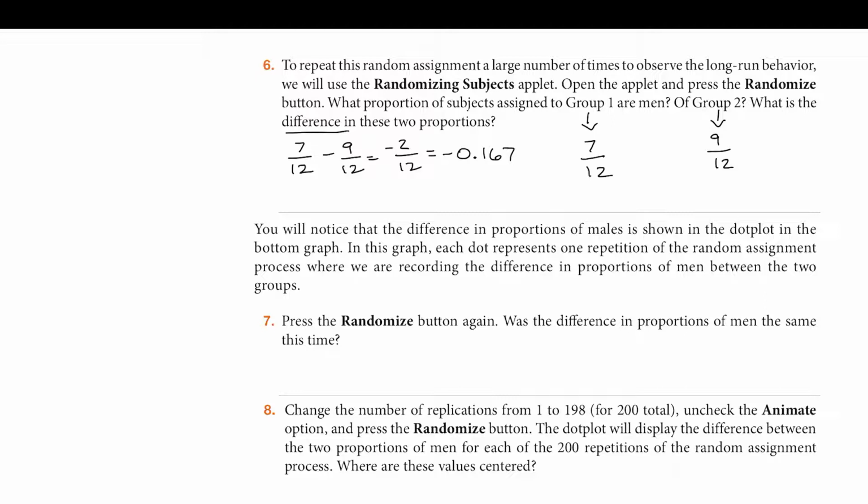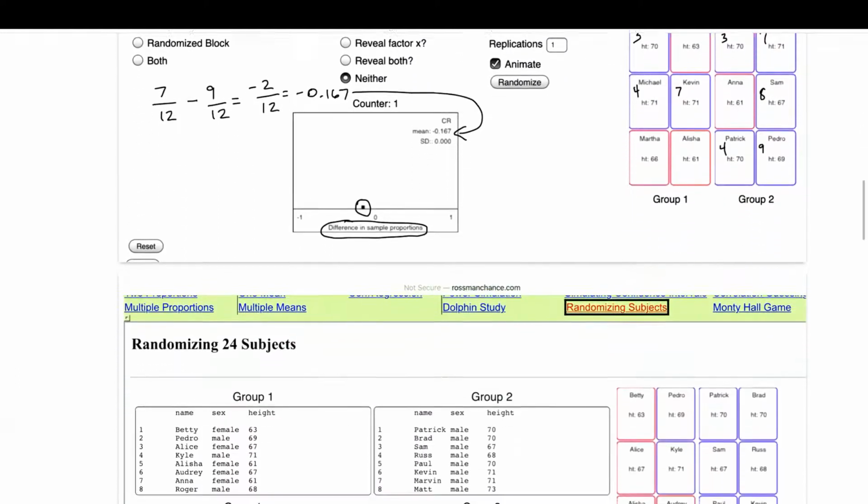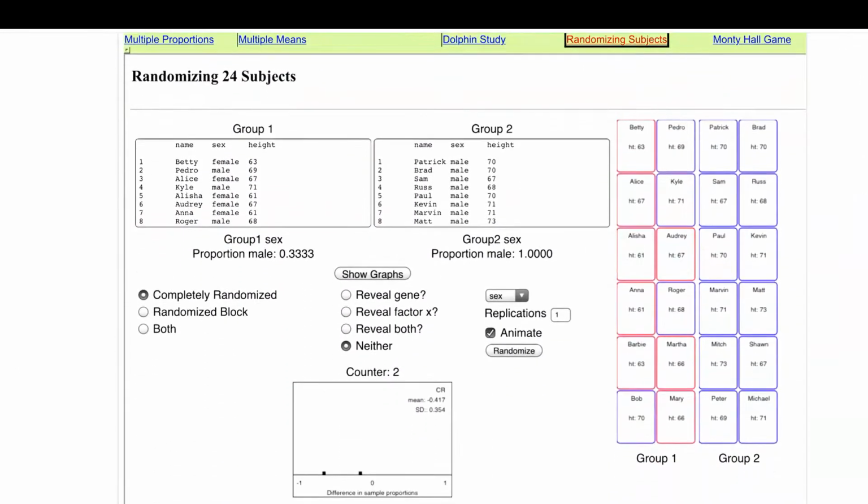Okay, then we're going to, so actually before I do that, make sure you read this part. What does each dot represent? That we did one repetition of random assignment. We found the proportion of men in each group, and then we subtracted and found the difference in proportion of men. Okay, then number 7, press the randomize button again, and you should absolutely do this for yourself.